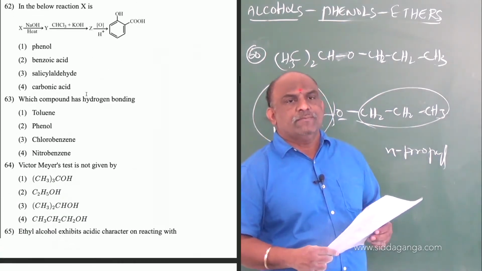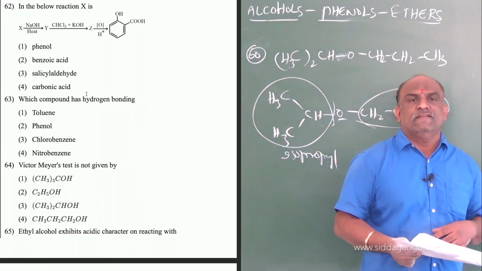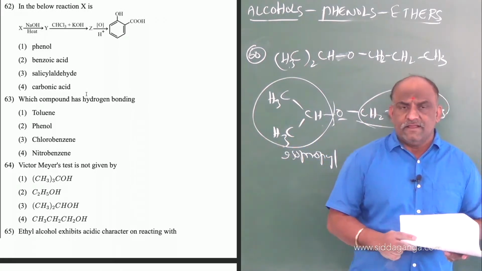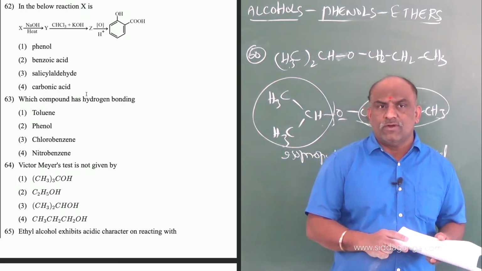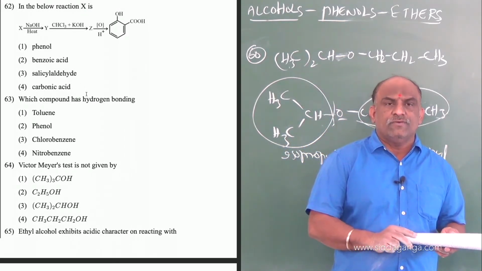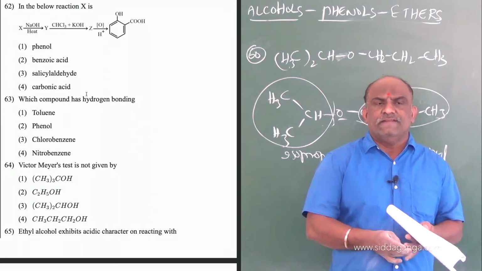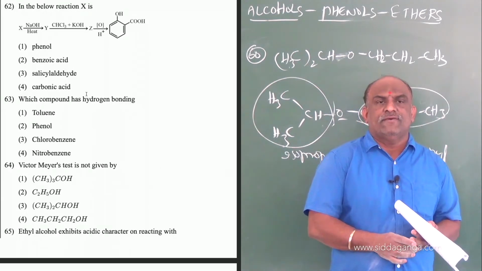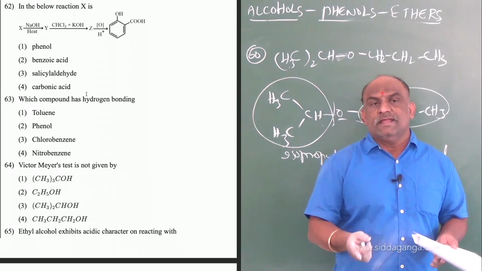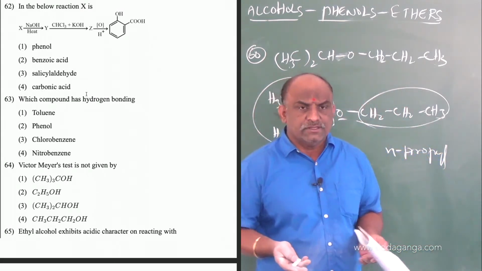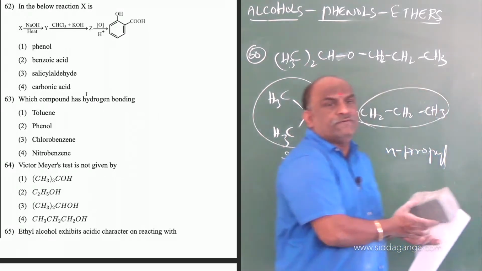Question 62: see the reaction below, what is X? The final product is salicylic acid, which is related to phenols. Phenol is treated with sodium hydroxide followed by chloroform and KOH, and we get the compound salicylaldehyde. Further oxidation in the presence of H+ converts that aldehyde into a carboxylic acid. So what is X? X is phenol only.